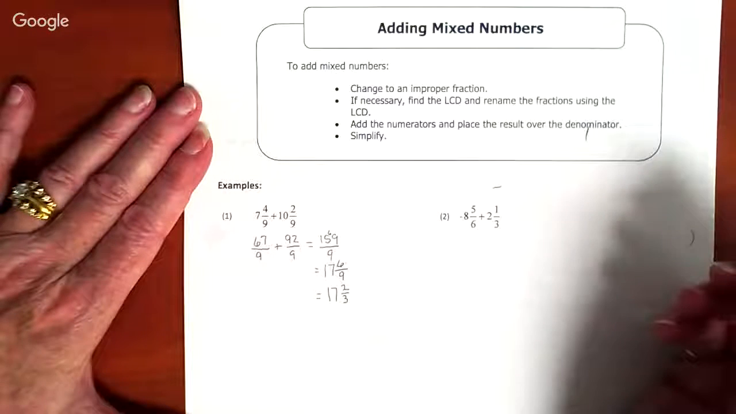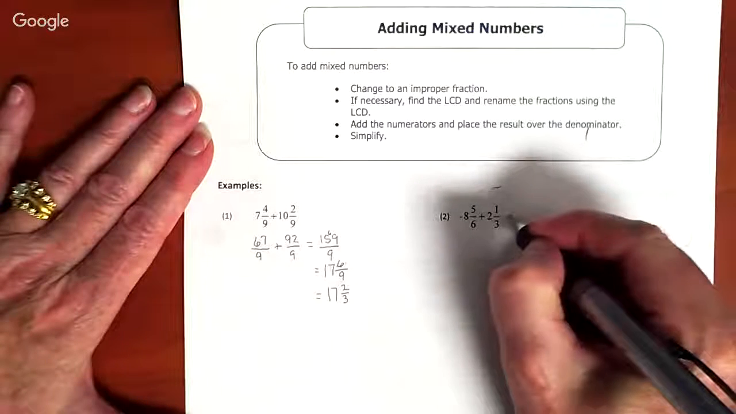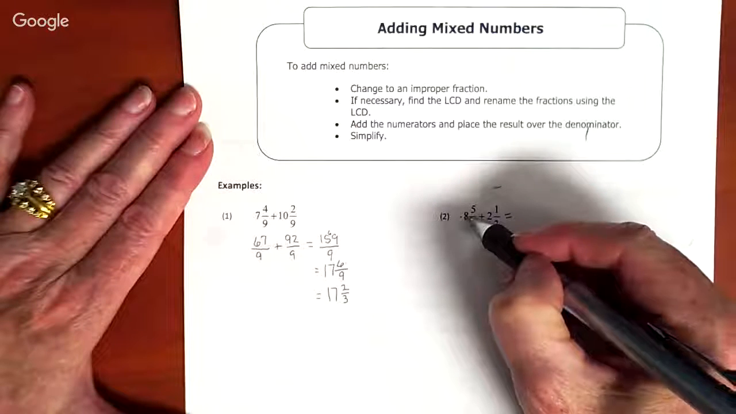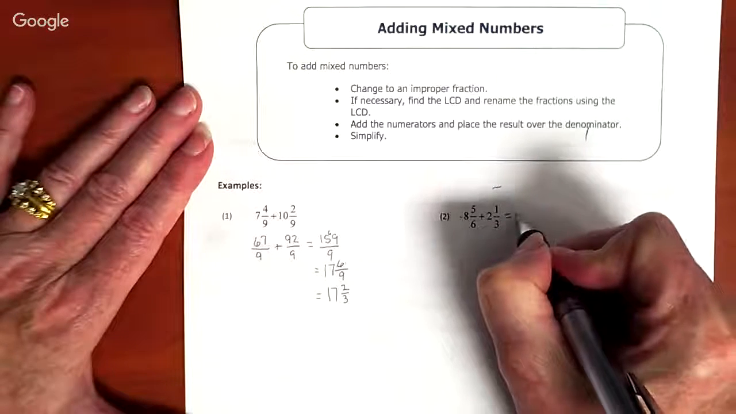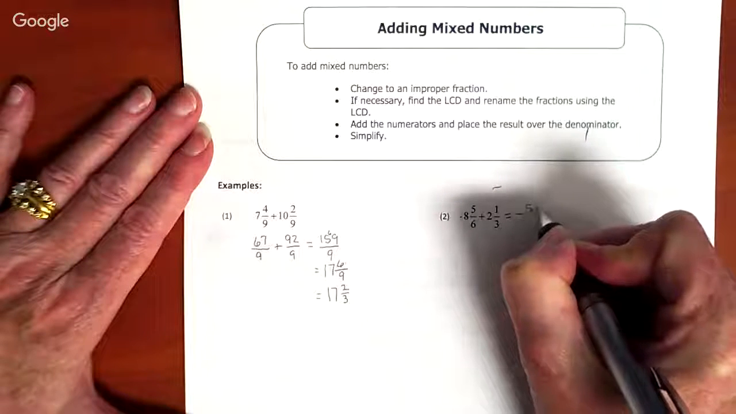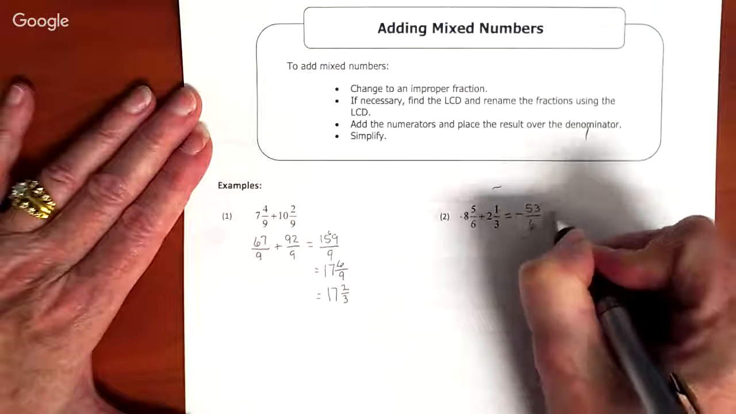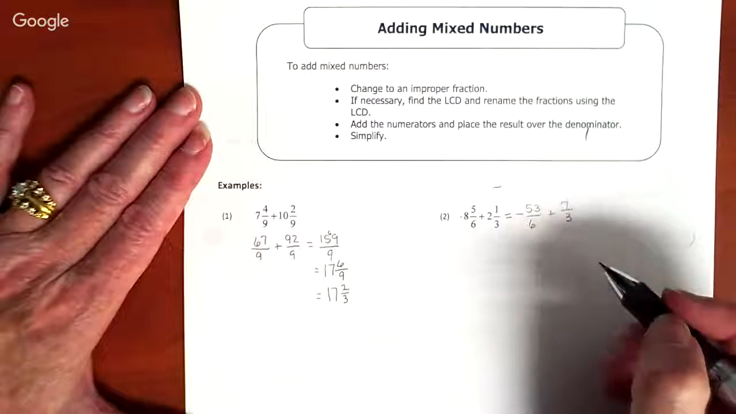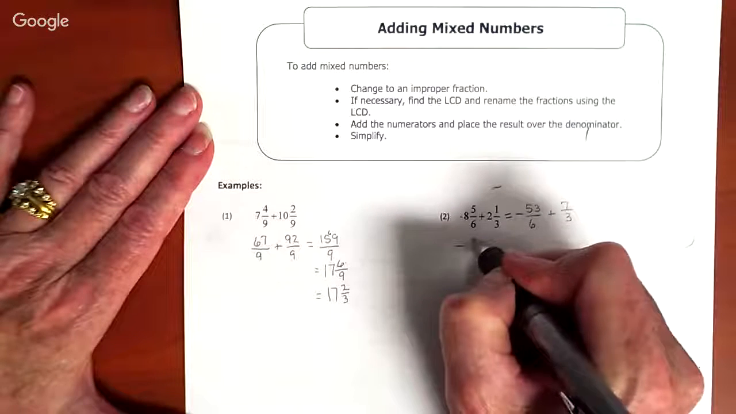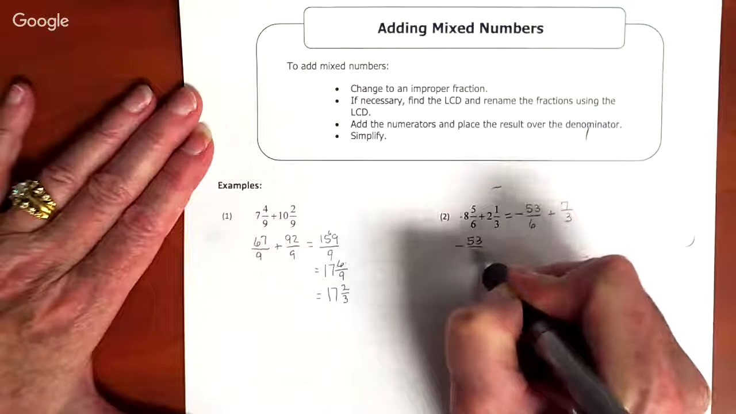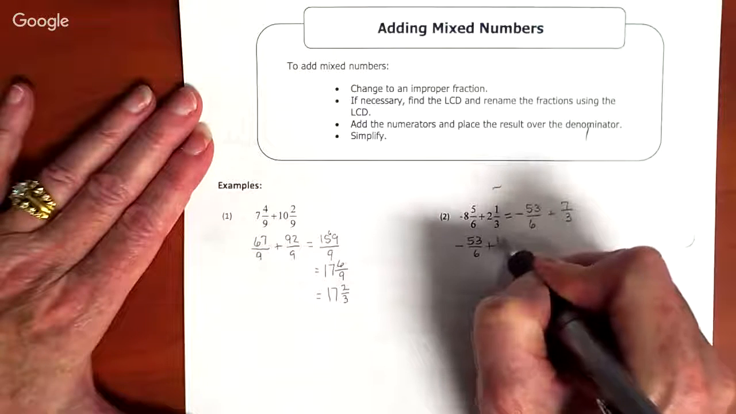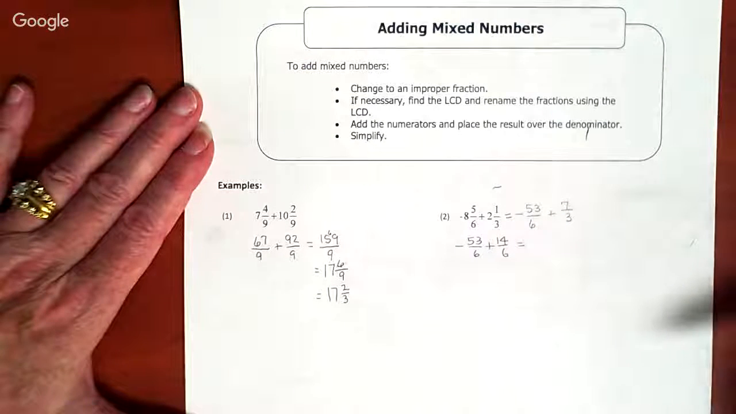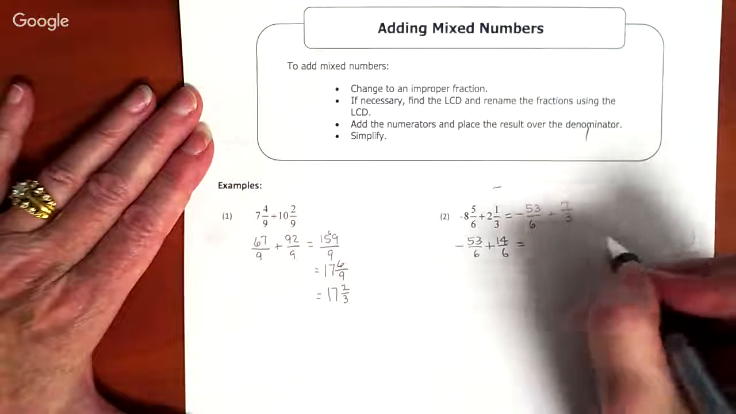For this one, we have to find a common denominator first, or we have to write improper fractions first. So we have 48 and 5 is 53 over 6 and negative 53 over 6 plus 7 over 3. Finding the common denominator is 6, so we have negative 53 over 6 plus 14 over 6 equals. Our signs are opposite here, so we're going to subtract them.